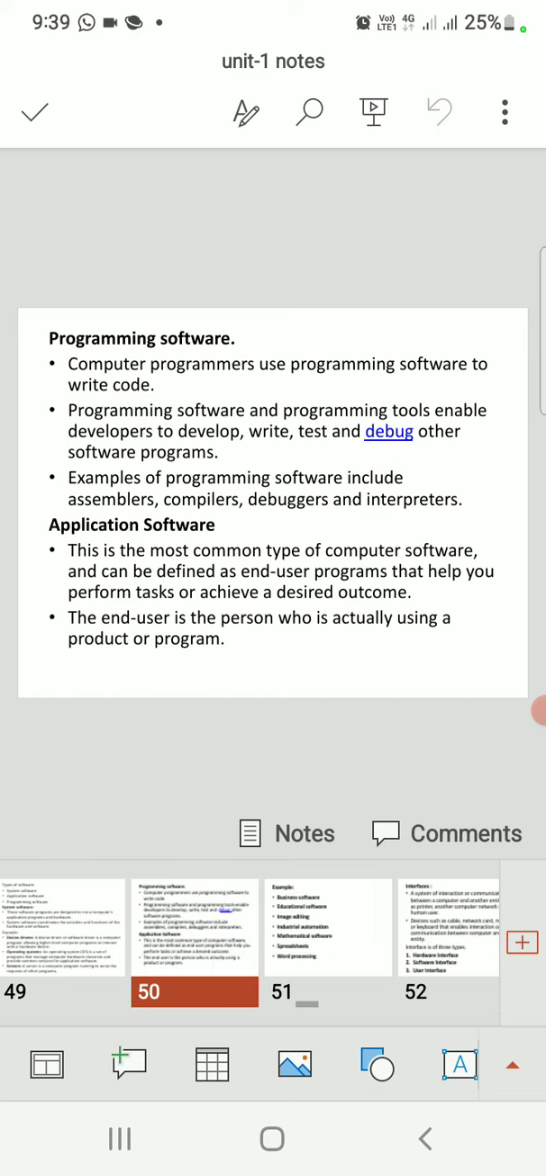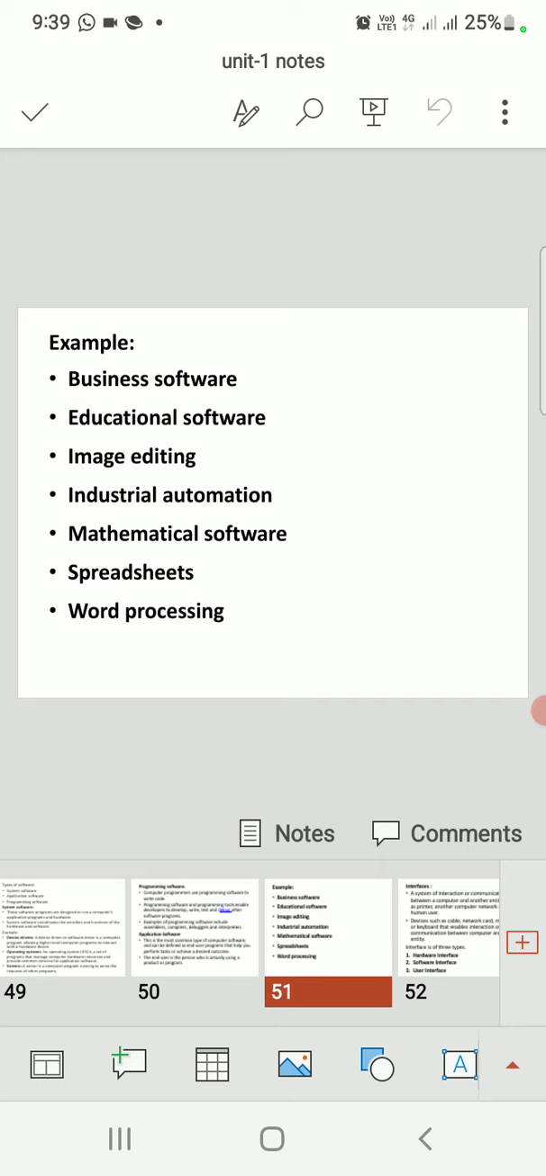The next one is called business software. Another is educational software, image editing software, industrial automation, mathematical software, spreadsheet and word processing. These are the different types of business-area software; we mostly use Tally and this type of software. For educational software we use some portals, for image editing Photoshop and photography areas, and industrial automation. And with mathematical software we solve problems using spreadsheets. We know Google spreadsheet and WordPress also.